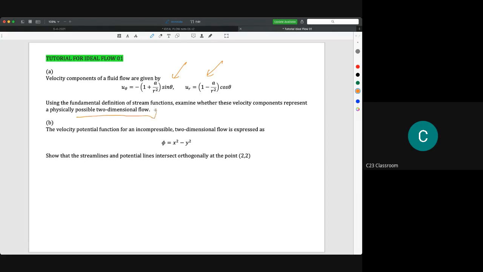That means you need to check these two velocities, whether they can represent a real two-dimensional flow or not. And then part B: the velocity potential function for an incompressible two-dimensional flow is expressed as this one. Show that the streamline and the potential line intersect orthogonally at the point (2, 2). That means you need to show whether they intersect at 90 degrees or not.